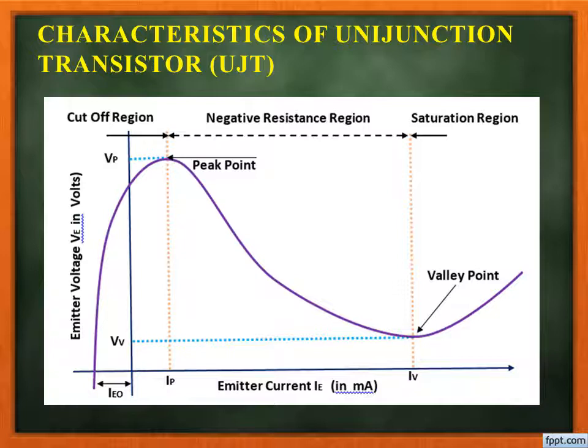Characteristics of UJT. Here you can see there are three regions. One is the cutoff region, second is the negative resistance region, and third is the saturation region. Here you can see the negative resistance characteristics, which I just told you the unijunction transistor has, that is, the current goes on increasing and the voltage goes on decreasing.